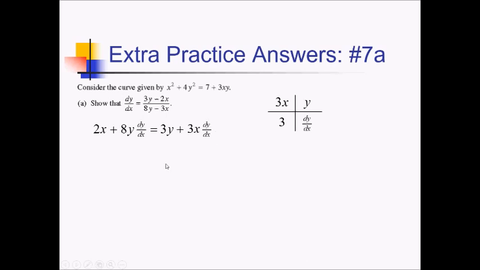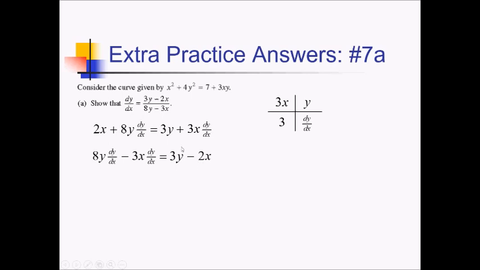At this point, I have to get all the dy over dx's on one side and everything that's not dy over dx on the other side. So this 8y dy over dx can stay on the left. We're going to subtract this 3x dy over dx to get it over there. And then we're going to move the 2x over to the right side. And the 3y is already there, so we can just subtract 2x from 3y, and there we go.